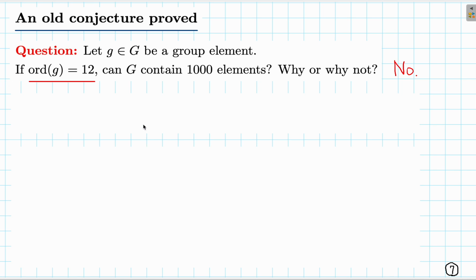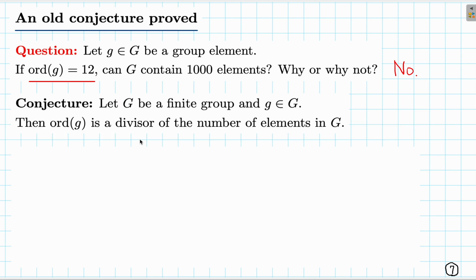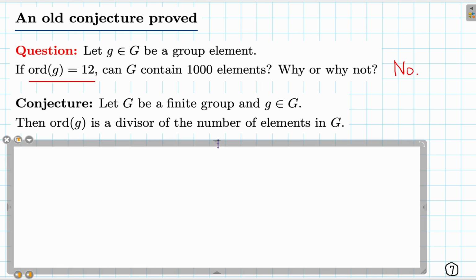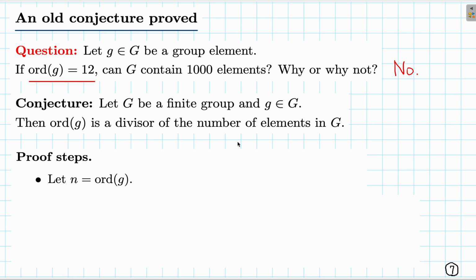And more specifically, a conjecture that we had made in the past is the following. Let G be a finite group and little g one of its elements, then the order of that element must be a divisor of the number of elements in G. We'll give a proof outline of this conjecture. So we'll start by letting n be the order of element g, and we have to eventually show that n is a divisor of the number of elements in our group.